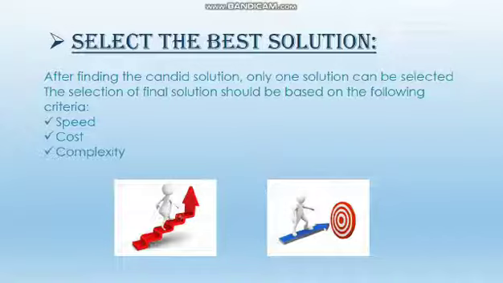So for finding the solution of the problem, you have to select the best solution, and the best solution depends on speed, cost, complexity. Speed should be high, cost should be low, and complexity should be low. So I hope you understand how to solve your problem.